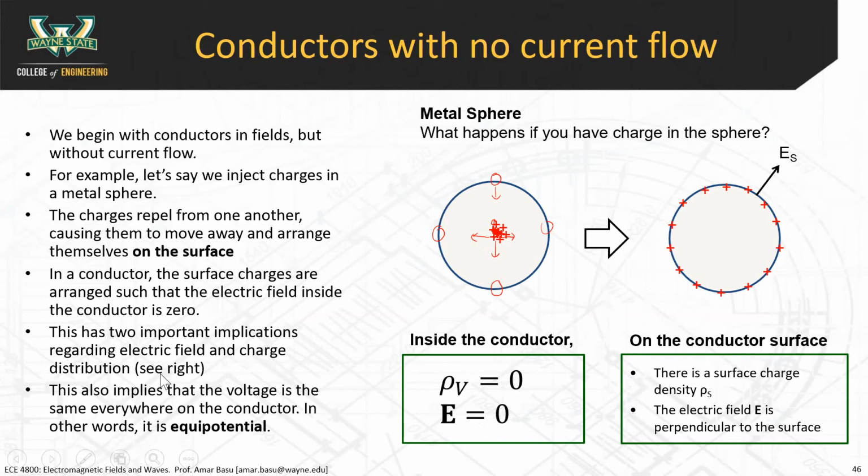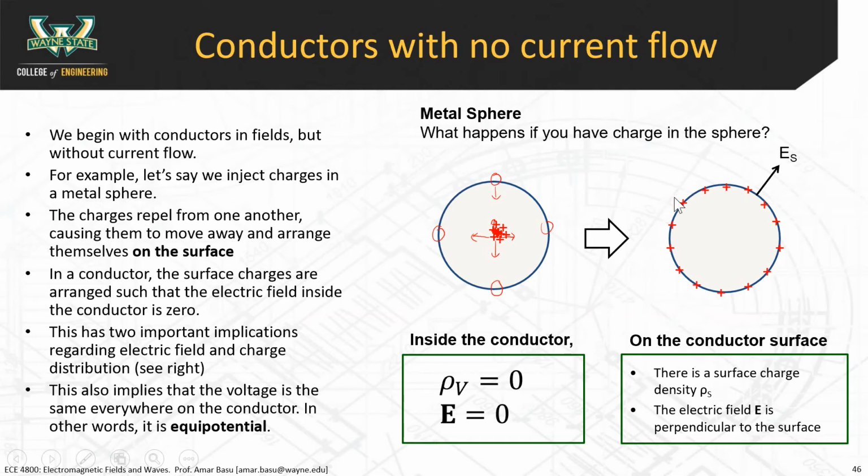Okay, so another implication of this is that the voltage is the same everywhere in the conductor. In other words, if you were to charge up a piece of metal by applying a voltage to it, then everywhere on that metal, the voltage is going to be the same. That's because the electric fields inside the conductor are relatively small, or 0 in the case of a perfect conductor.